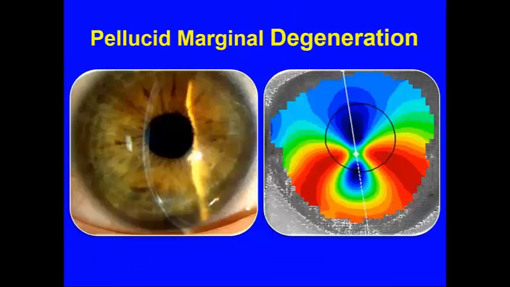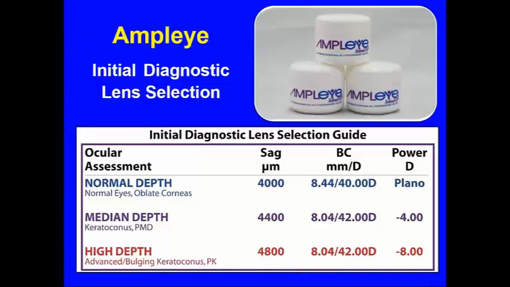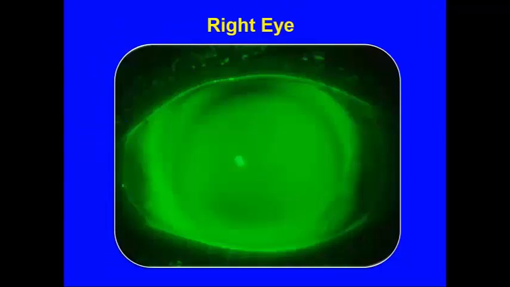Now let's take a look at this patient with pellucid marginal degeneration. This is actually a patient with 18 diopters of against-the-rule toricity. We see some rather beautiful OCT imaging of the patient's horizontal cornea up on top and the vertical cornea on the right, illustrating the inferior thinning. Now on this particular patient, we're going to place on the 4,400 micron diagnostic lens, and this is what it looks like.